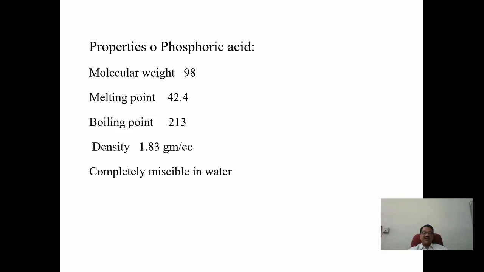Now we'll see the properties of phosphoric acid. The molecular weight of phosphoric acid is 98, melting point 42.4 degrees Celsius, boiling point 213 degrees Celsius, density 1.83 gram per cc. It is completely miscible in water.